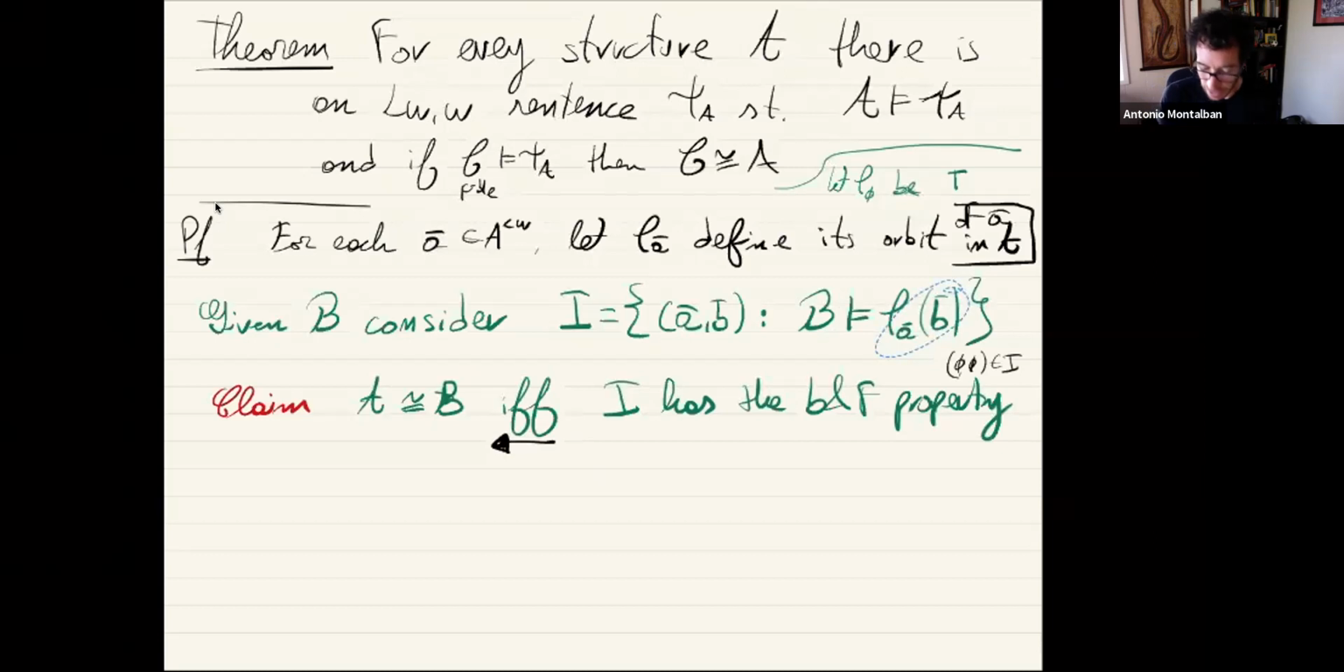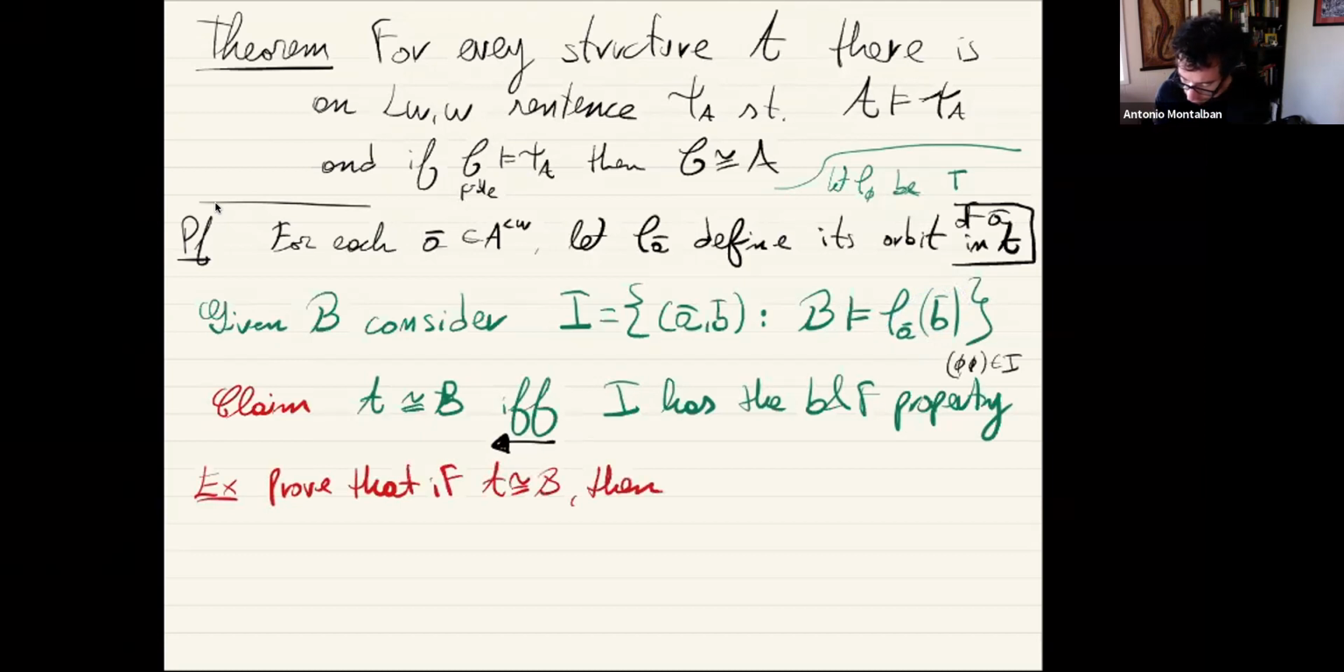I'm going to leave that as an exercise here. I think that's a good exercise, because it should be easy enough. Then I has the back and forth property. That should be the easy direction. But if you believe that this should be true, we can move on and try to write down what that says.